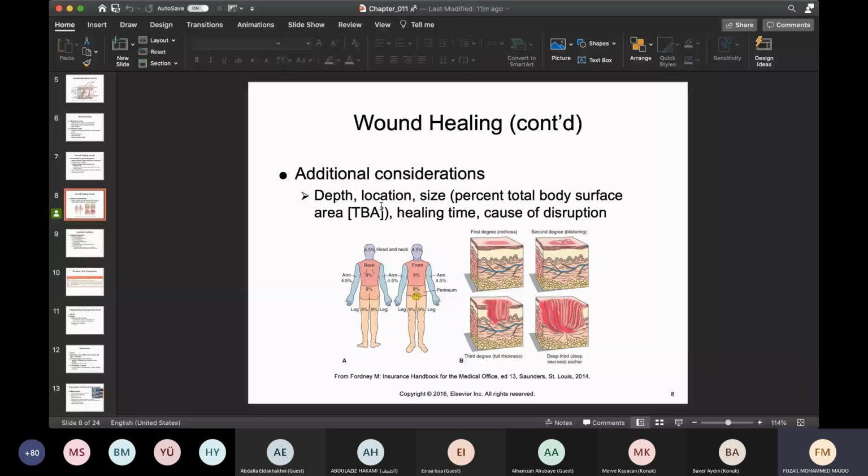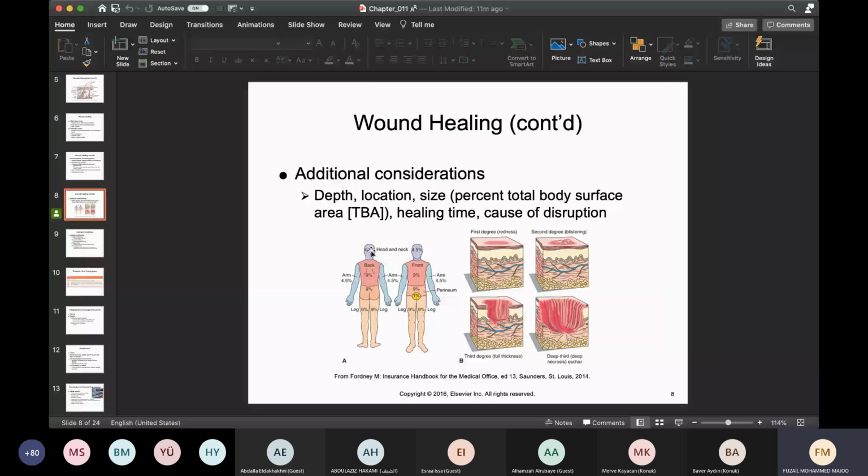The other thing that goes along with that is the wound itself. How deep is the wound? Where on the body is the wound? What part of the body is affected by it? How large is it? Not only how deep, but how large. So again, we look at this over here.